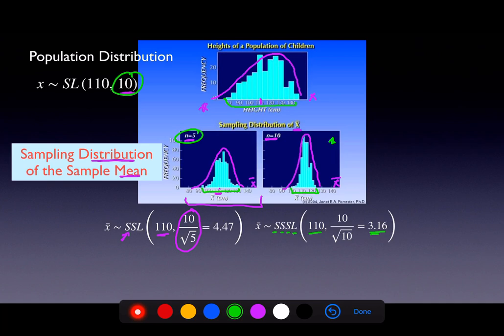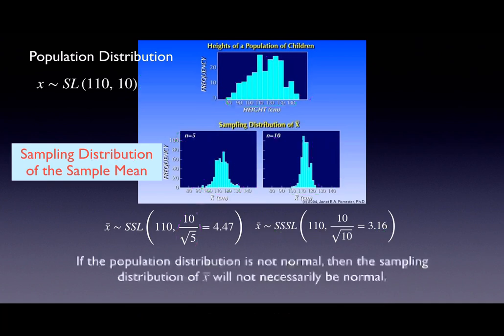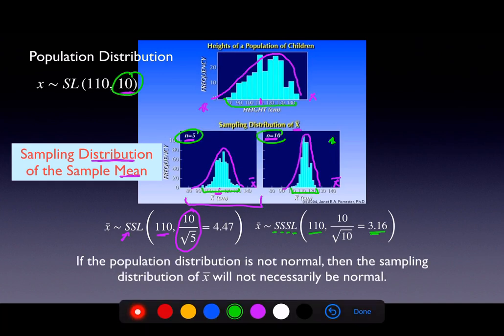So things that we start to notice is that as sample size increases, standard error or standard deviation or variability, whatever term you want to use, they all decrease. All right, now, the other thing to keep in mind, if the population distribution is not normal, then the sampling distribution will not necessarily be normal.